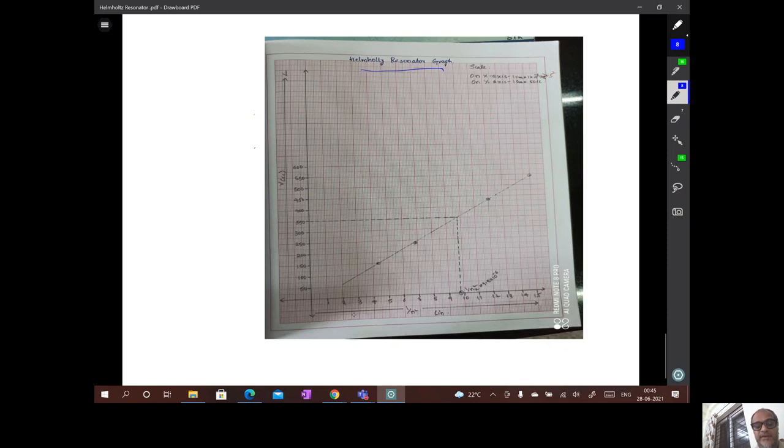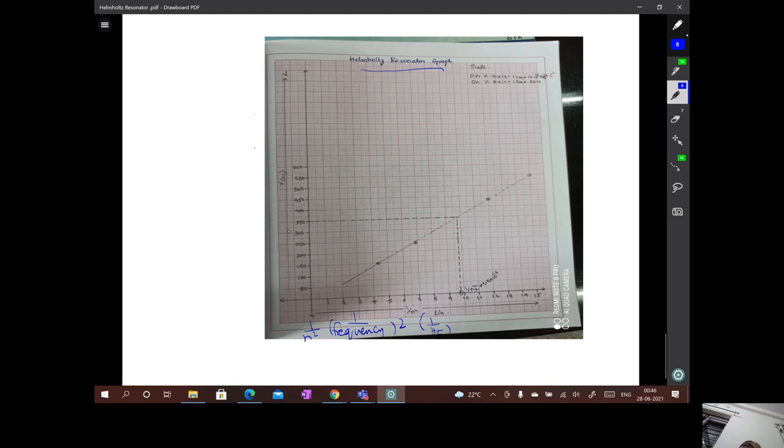So you have to write here actually 1 by frequency square. Okay, in bracket you can say the unit is 1 by hertz. So the symbol also you can write here, 1 by n square. Okay, so frequency square is the physical quantity, and the representative symbol here is 1 by n square, and the unit. These three things should be there.